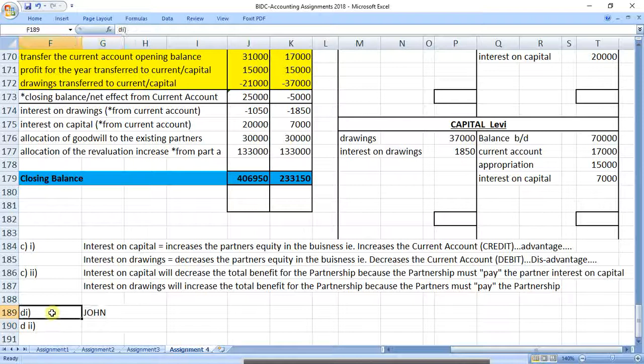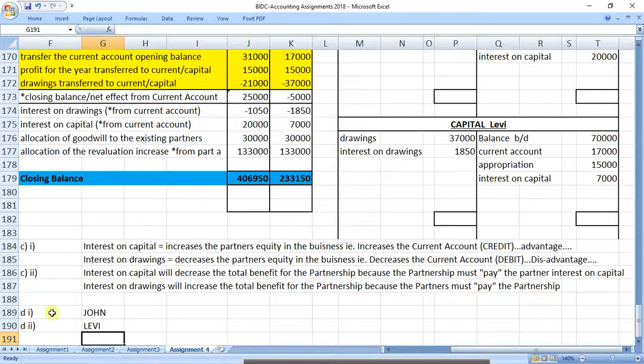Profit and losses must be shared equally. Okay, that's fine. What else? Anything else? Interest to be charged 5%, interest to be allowed 10% on capital. They don't give you much else than that. Then how are they expecting you to answer? Maybe they want you to talk about the change.